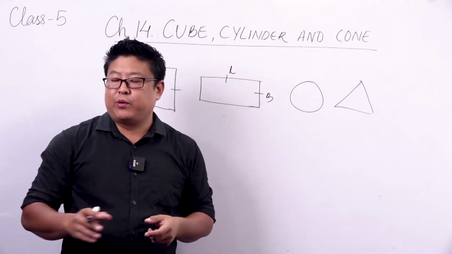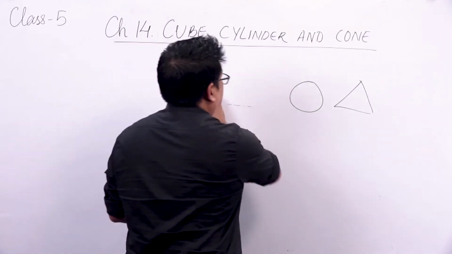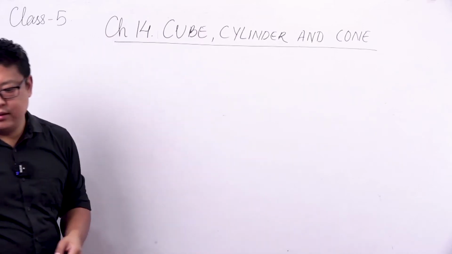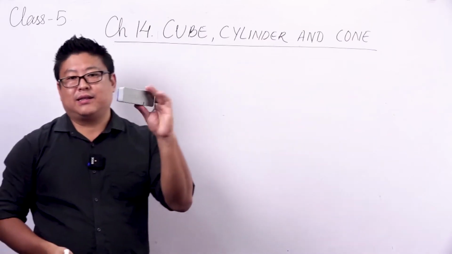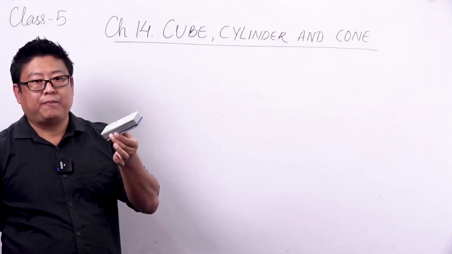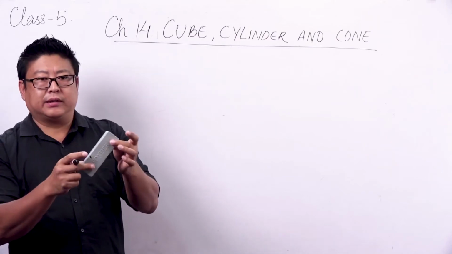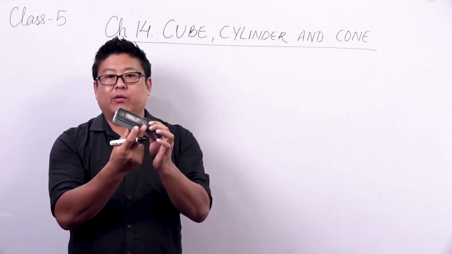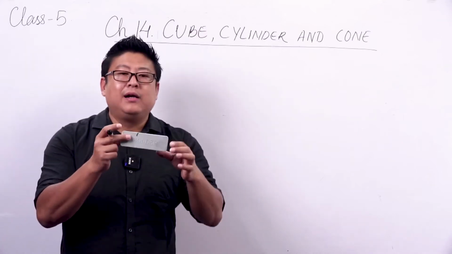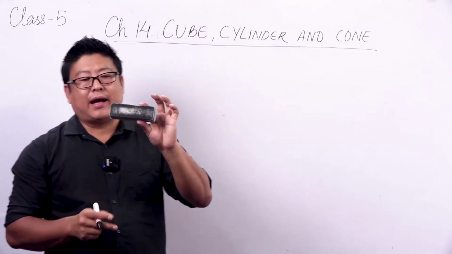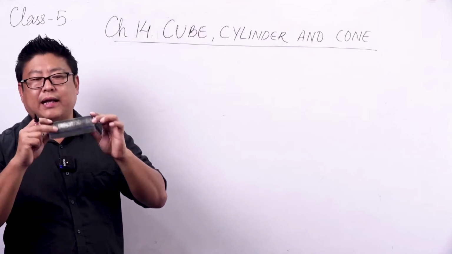Now, in this chapter, we're going to learn about objects called solids. Now, what are solids? Solids are anything that occupies space. For example, if you look at this duster here, this duster is a solid, because it is occupying its own space. And these are called solids. And one more thing, it has a shape, something like a rectangle. From this side, it looks like a rectangle. And you can see that it has a shape, okay?